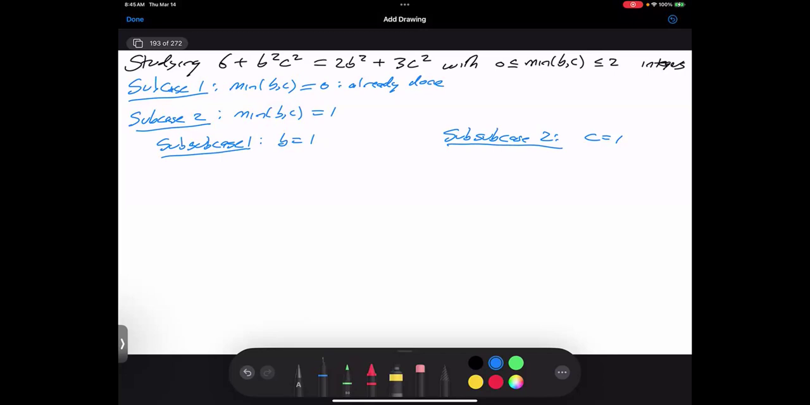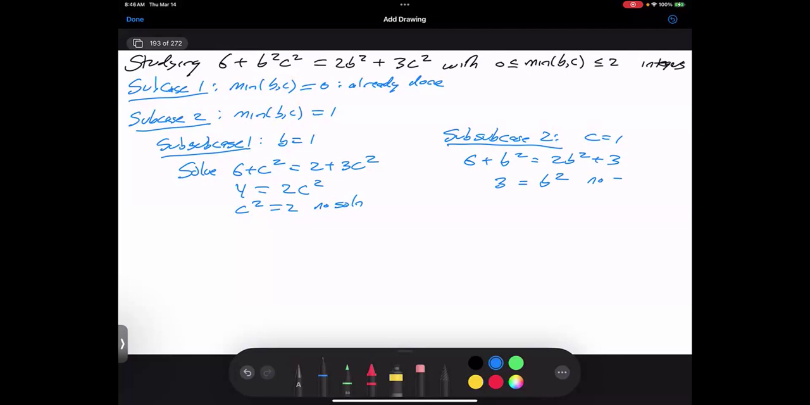So now that I have b equals 1, I have to solve 6 plus c squared equals 2 plus 3c squared. So that's the same as 4 equals 2c squared. So c squared equals 2, no solution. In the other case, since c equals 1, it's going to be 6 plus b squared equals 2b squared plus 3. So then I would get 3 equals b squared, no solution.